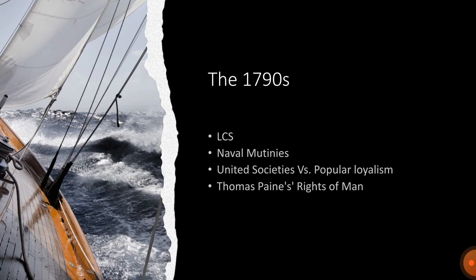Next lesson, the 1790s, we're going to go over the LCS, the London Corresponding Society, the naval mutinies, the United Societies and United Irishmen, and their battle against popular loyalism and the propaganda campaign produced by the government. And we are going to go over Thomas Paine's Rights of Man, both Volume 1 and Volume 2.